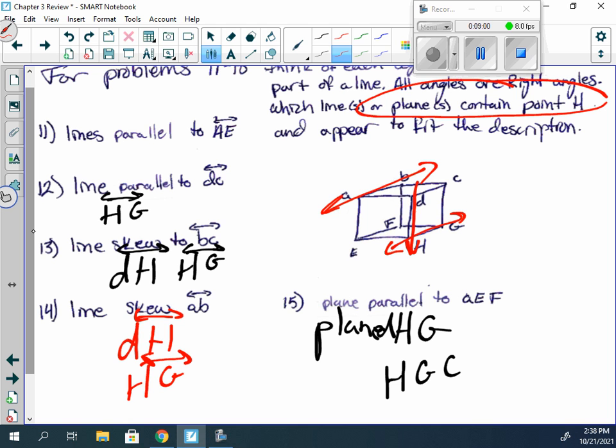It is, but it also has to contain point H. HE would work, yes. HG I will accept it for this here, but depending on if we just consider the surfaces as the only planes, because we could probably technically make a plane going diagonally through the cube, but I would take it. That's fine.